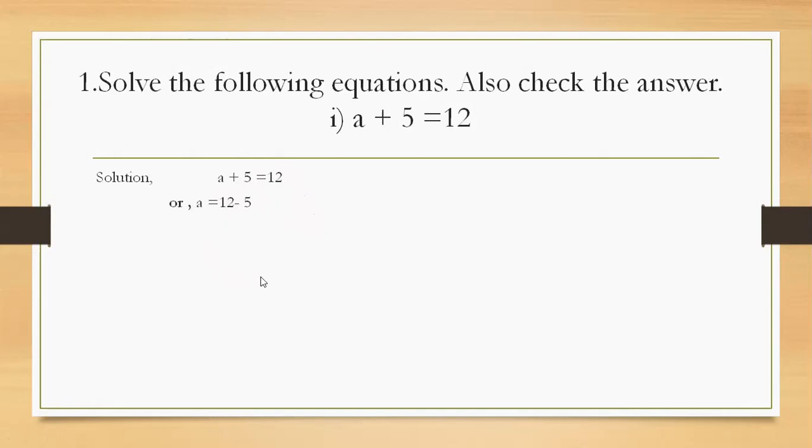Then it will be like this. 12 minus 5 equals 7. What is the value of A? A equals 7. Now, after finding the value of A as 7, we have to check whether our answer is correct or not. Checking is also compulsory. We have to show the checking also.